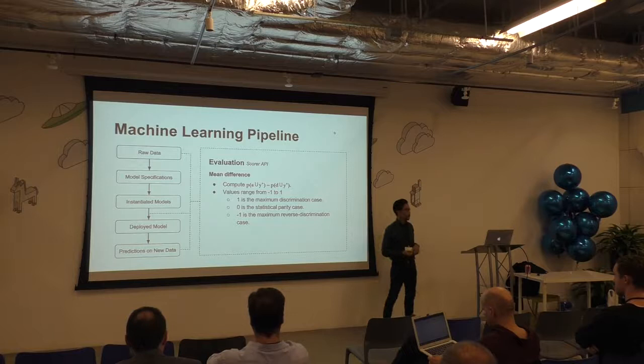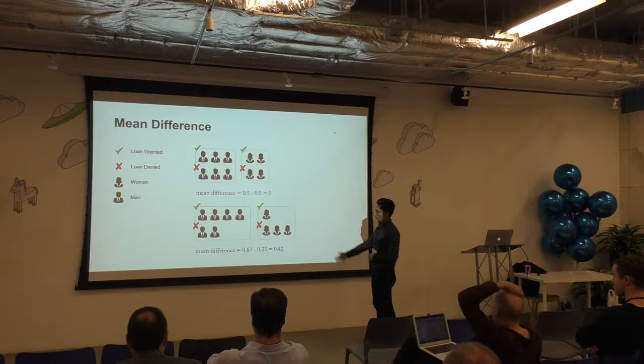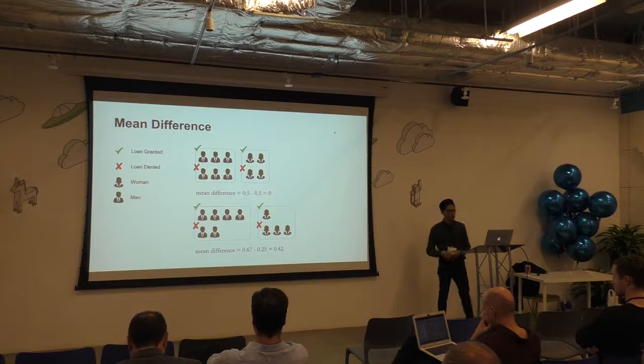Another cartoon just to make it super explicit. This is what I showed you before. 0 is the statistical parity case, and any positive number means that the advantaged group experiences the beneficial outcome more often.